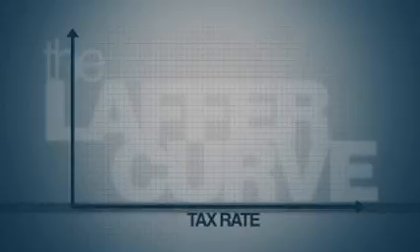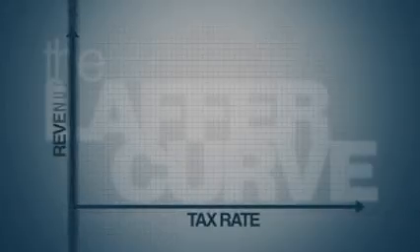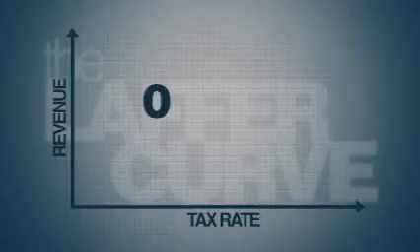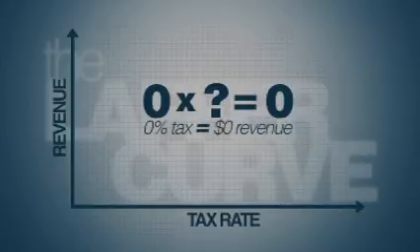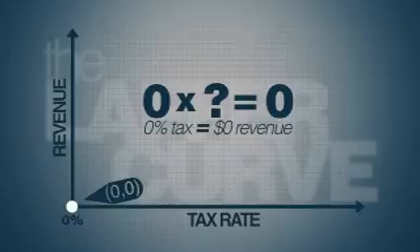The Laffer curve is illustrated here by a two-dimensional graph. The horizontal line is the tax rate that the government chooses, and the vertical line is the revenue that the government receives from that tax rate. First, because 0 times any number is 0, if the tax rate is 0, then the government receives zero revenue. Accordingly, 0 is our first point on the curve.